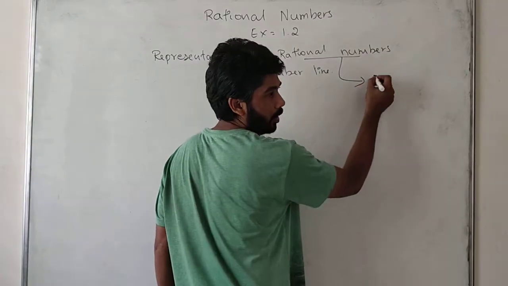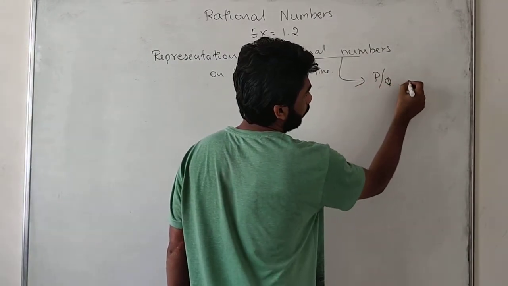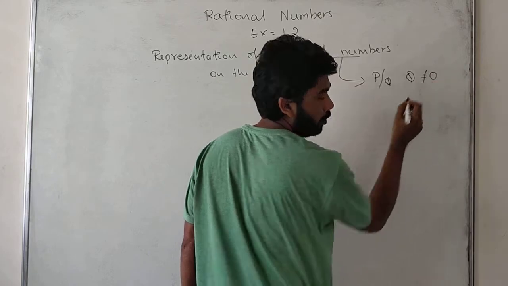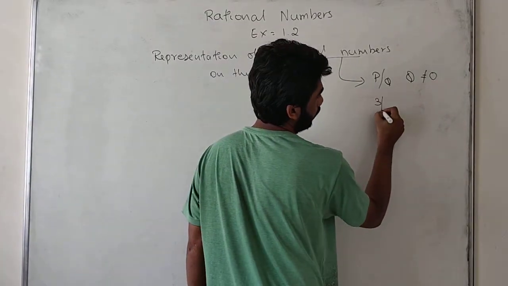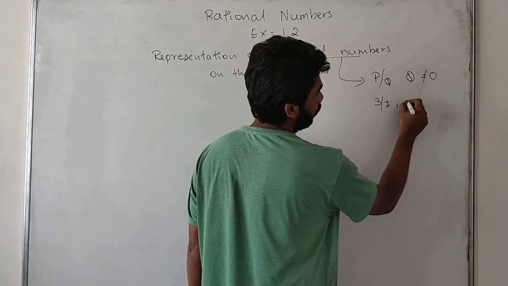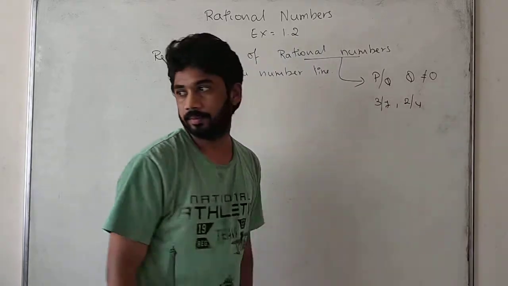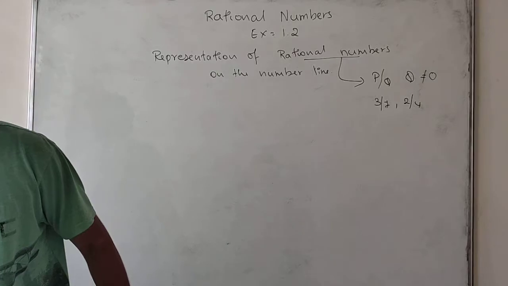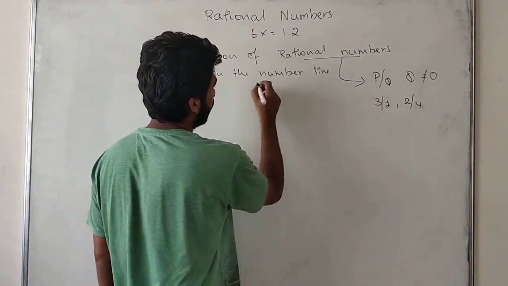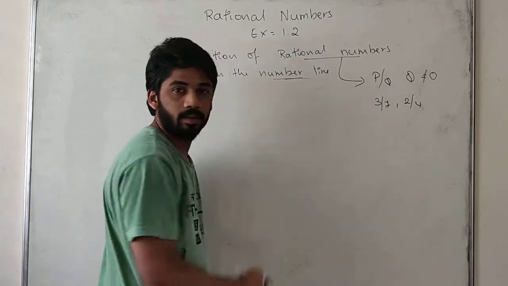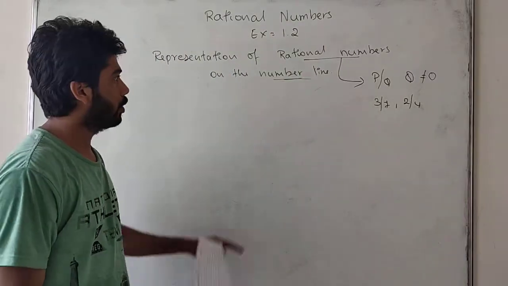A rational number means p by q, where q is not equal to 0. This is called a rational number. For example, we can take 3 by 7 or 2 by 4. So we are representing rational numbers on the number line. In this topic, we are going to work on the number line.